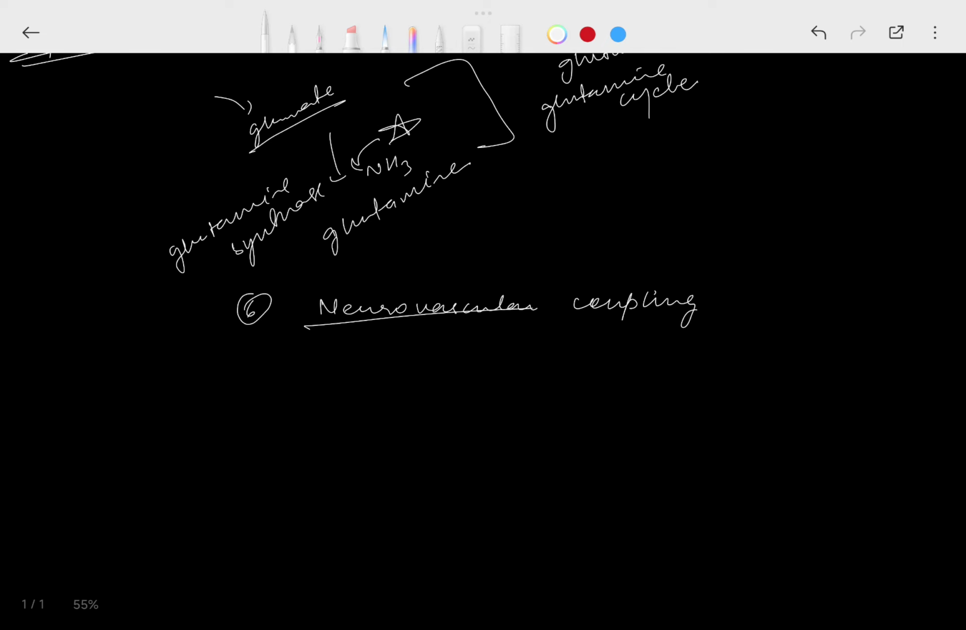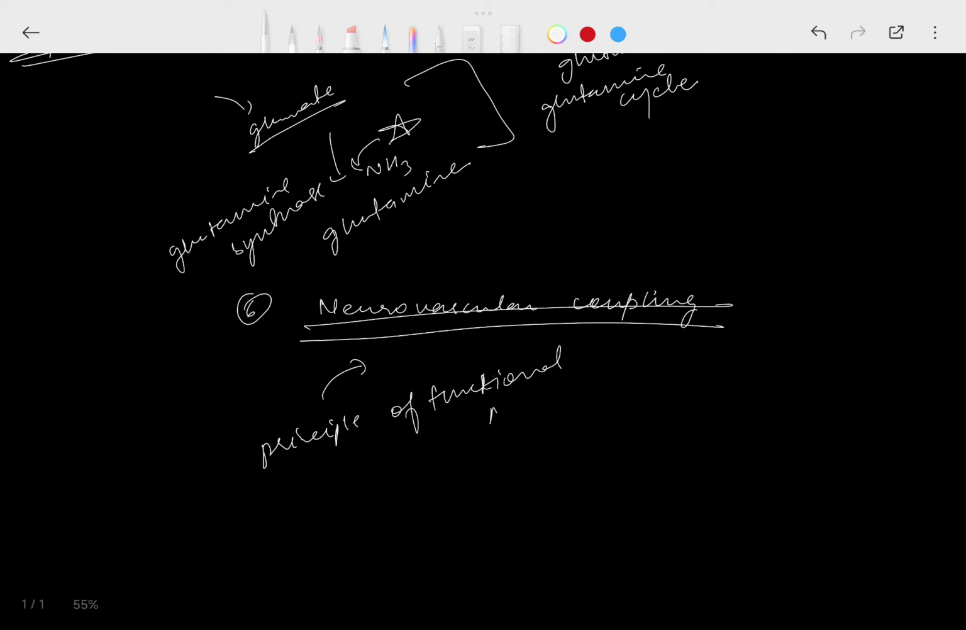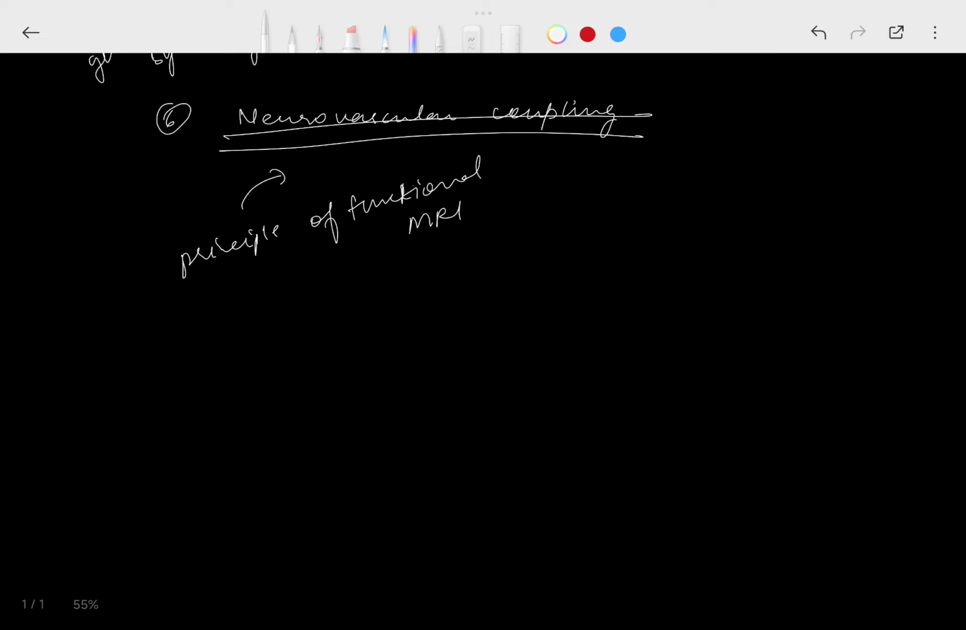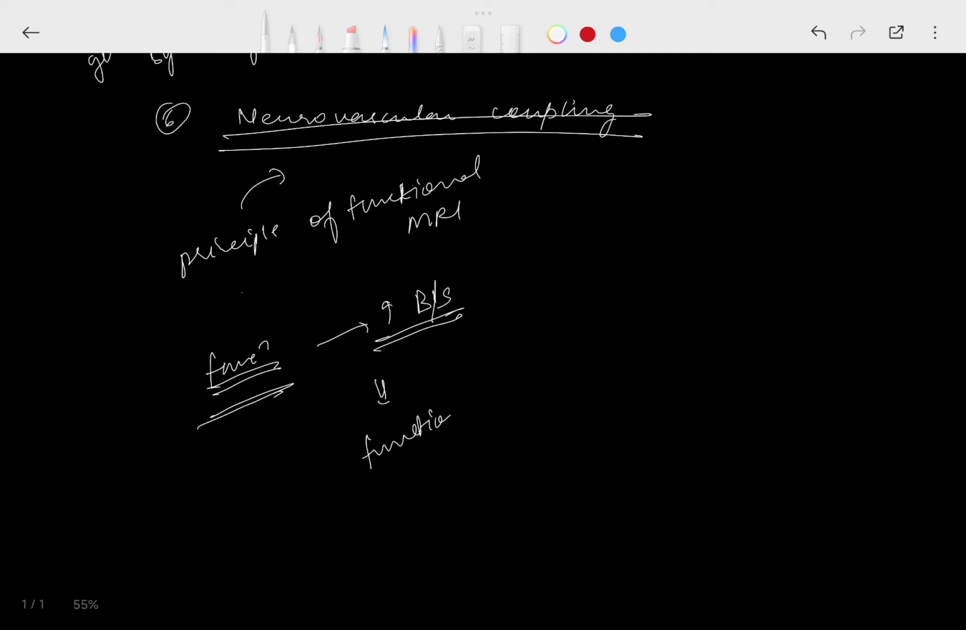It also does neurovascular coupling, which is the principle of functional MRI. What is functional MRI? Those parts of the brain which are active and doing the function have increased blood supply. The part of the brain that is functioning will have more blood supply. Increased blood supply is known as functional hyperemia.